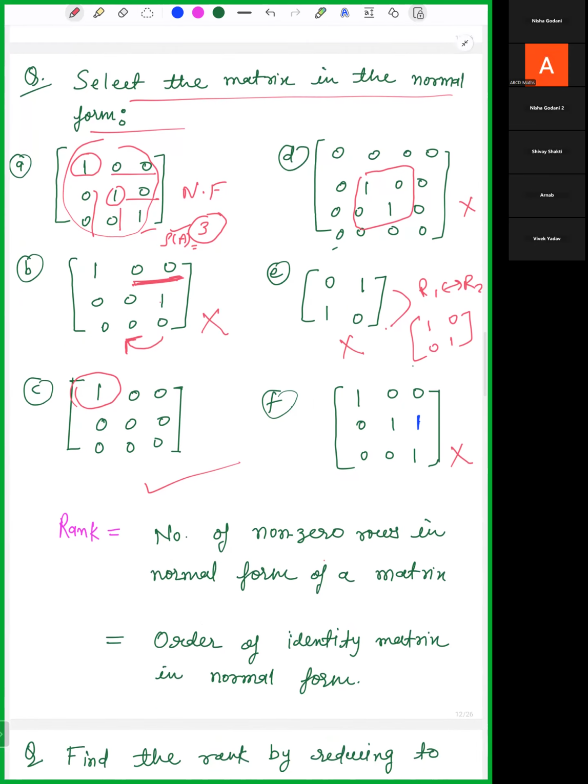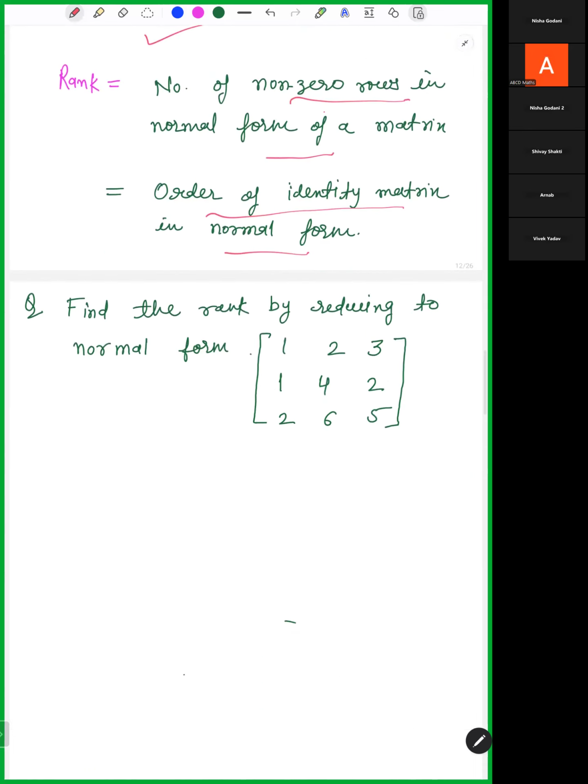So if you have converted a matrix to normal form, then the number of non-zero rows, or the order of the identity matrix, will give you the rank. So let's see this with the help of an example. We will try to understand this. You are given a matrix: 1, 2, 3, 1, 4, 2, 2, 6, 5.